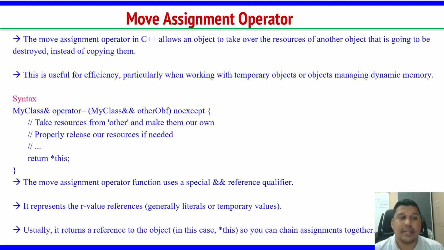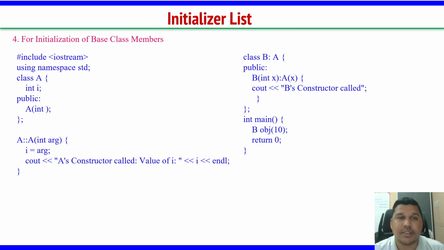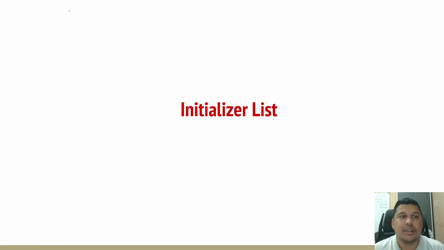So the last important concept in this initializer list is the move assignment operator. What is this operator? The move assignment operator in C++ allows an object to take over the resources of another object that is going to be destroyed. Let me talk about the copy constructor first.